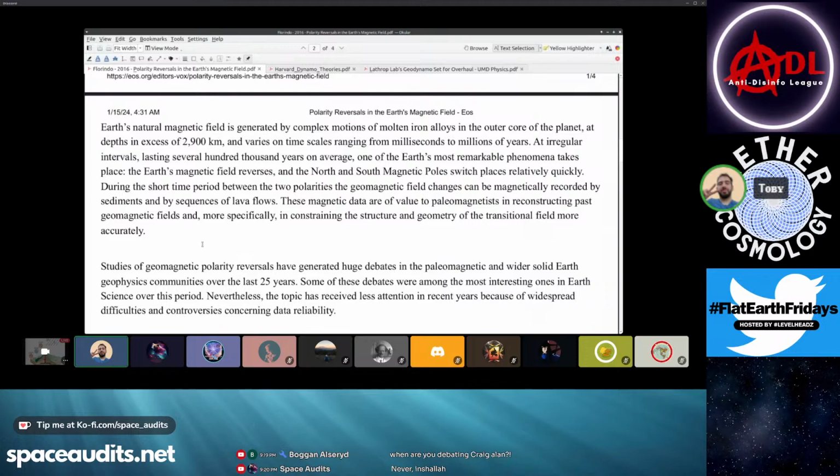At irregular intervals lasting several 100,000 years on average, one of the Earth's most remarkable phenomena takes place. The Earth's magnetic field reverses, and the north and south magnetic poles switch places relatively quickly. During this short time period between the two polarities, the geomagnetic field changes can be magnetically recorded by sediments and sequences of lava flows. These magnetic data are of value to paleomagnetists in reconstructing past geomagnetic fields and, more specifically, in constraining the structure and geometry of the transitional field more accurately.